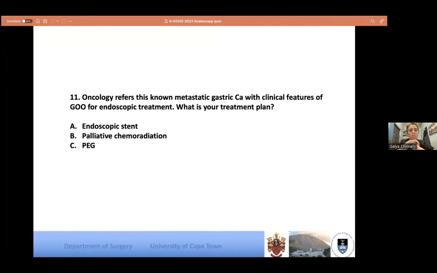So what do you think you should do? Your options are either to pop in a stent, to offer palliative chemoradiation, because you already know this is an adeno and it's metastatic, or you're going to put in a PEG.